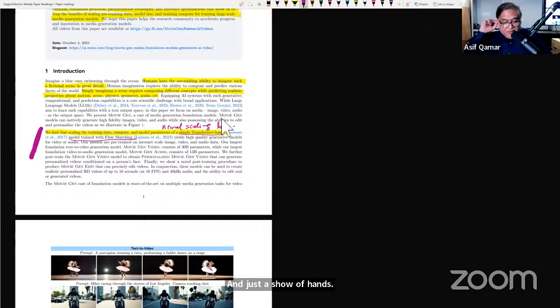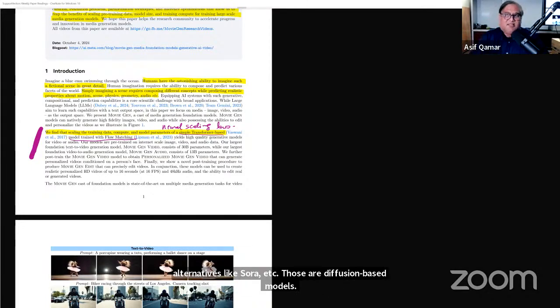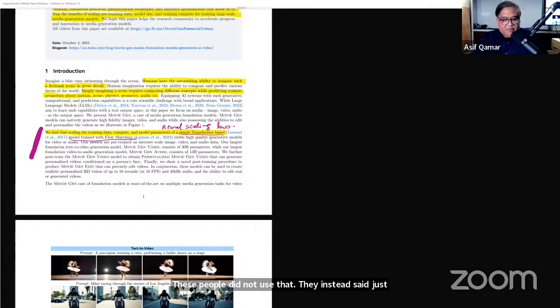It yields high quality generative models for video and audio. Notice the fact that they did not say diffusion. Do you notice that? Right? Whereas, to the best of our knowledge, other alternatives like Sora, etc., those are diffusion-based models. These people did not use that. They instead said, just take a simple transformer, couple it up with flow matching, and you will generate high-quality models. But obviously, they have put a lot of effort to figure out how. And that's what this paper is about.